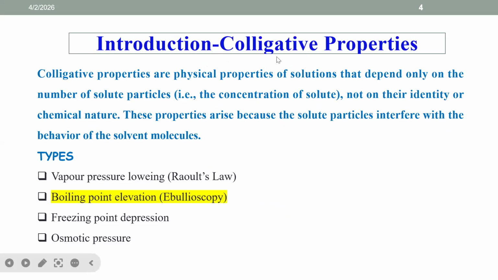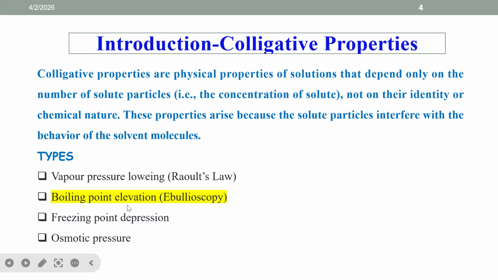Colligative properties are those properties which are dependent on the concentration of solute. So no matter what type of solute is present, what is its identity, what is its chemical nature, it is independent of its chemical nature. It is only dependent on the amount or concentration of the solute. That is why this is called colligative property. So in this session, we will discuss boiling point elevation.